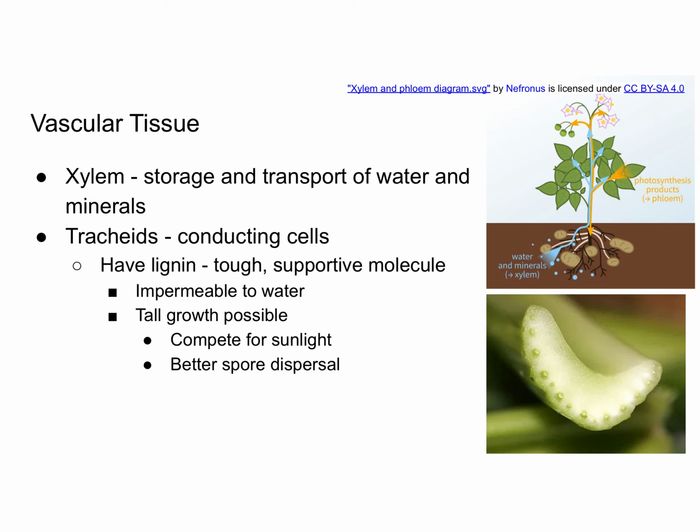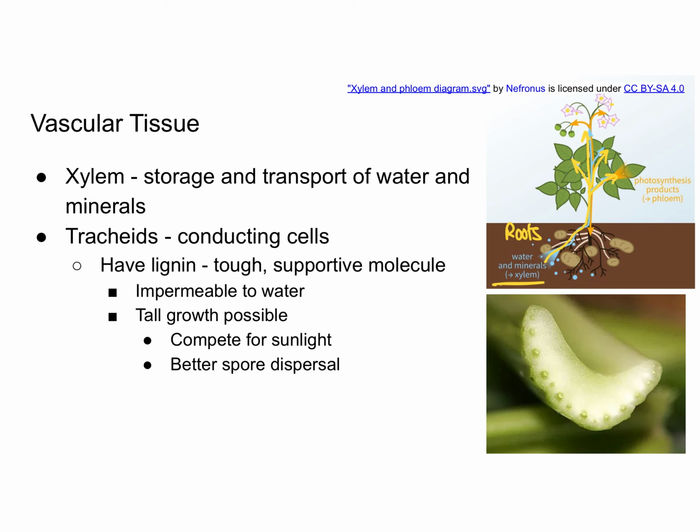There are two types of vascular tissue in vascular plants. We're going to talk about xylem on this slide, and on the next slide we'll talk about phloem. So xylem are vessels that are specifically involved in the storage and transport of water and minerals. So you can see on this picture here, we've got the xylem, which is absorbing water and minerals down here in the roots. And it's pulling that water and those minerals up into the other parts of the plant.